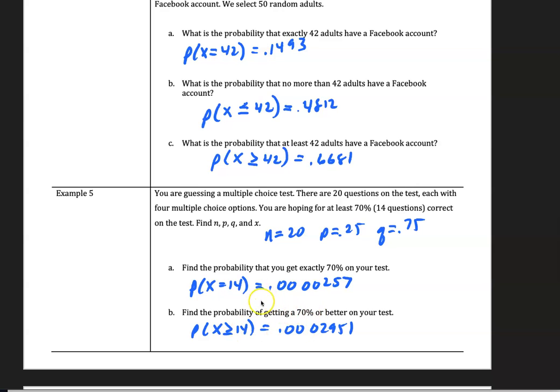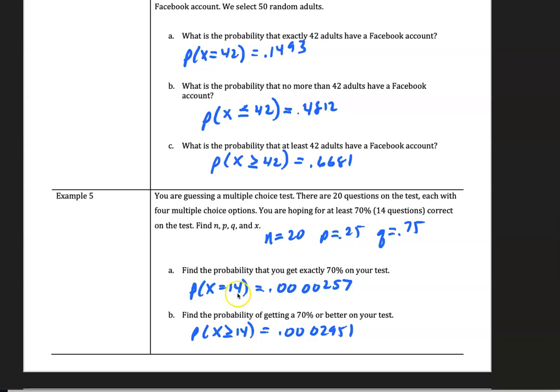Make sure you do that. I'm just double checking my mathematics here. Getting 7% or better, so that's greater than. And so we had to use 14 here. This is key: 70% is 14 questions. That's why we're using 14 and not 0.70. So be careful, and 0.70 is not your p-value, right?